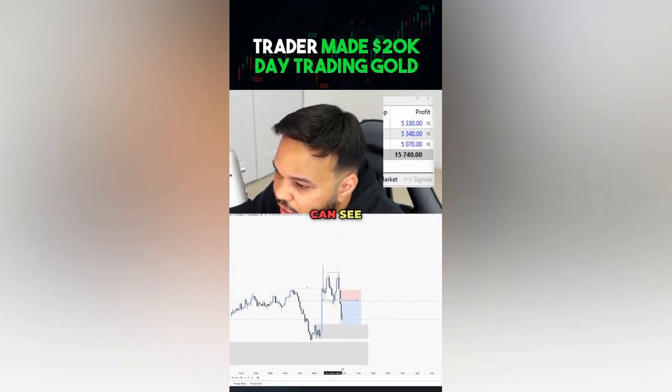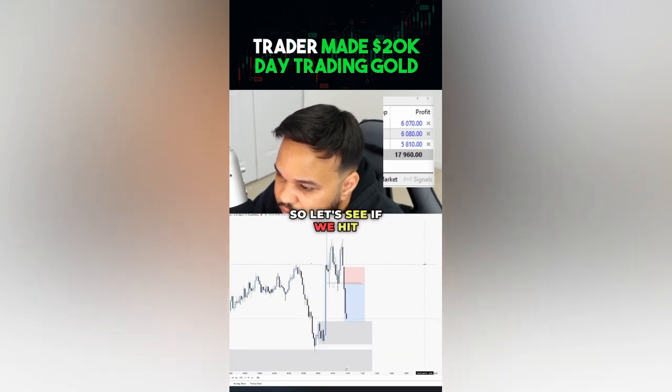You guys can see I took the entry here before closing. And now it's just about hitting TP2. So let's see if we hit TP2 with you guys here so I can close it. But yeah, this is the trade for today.